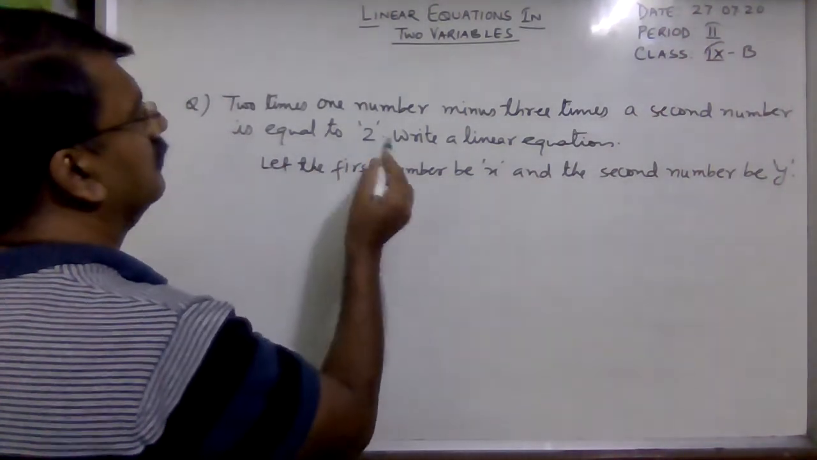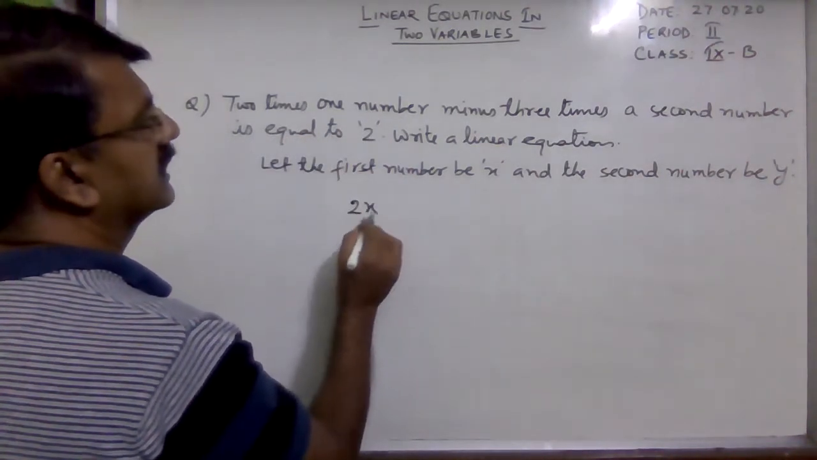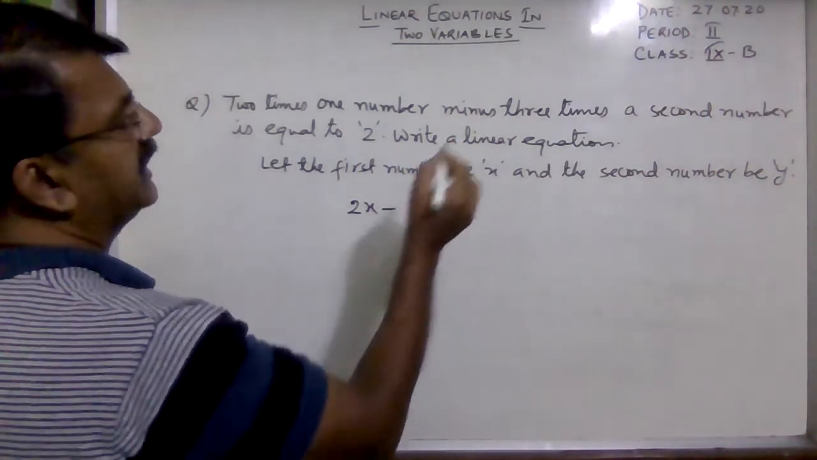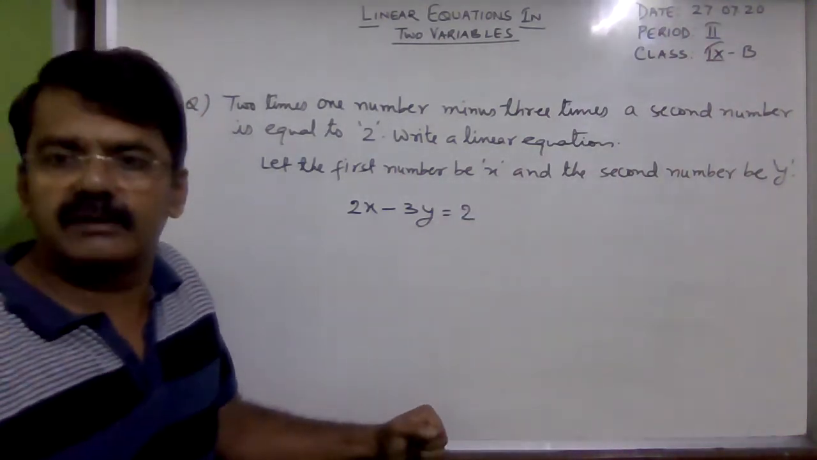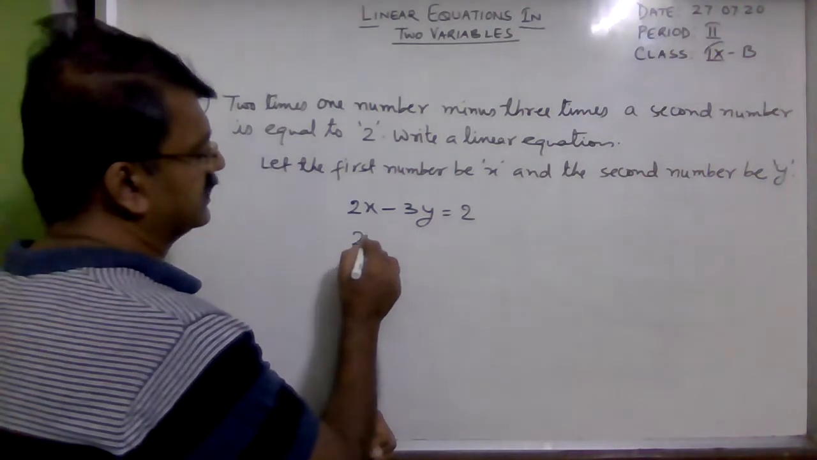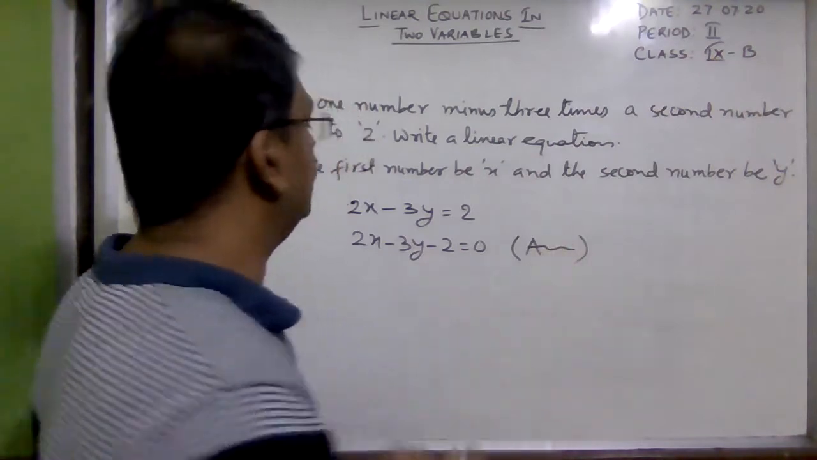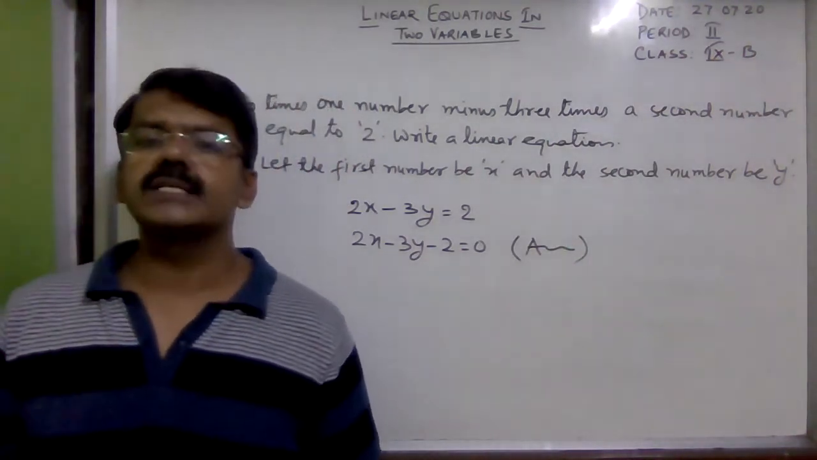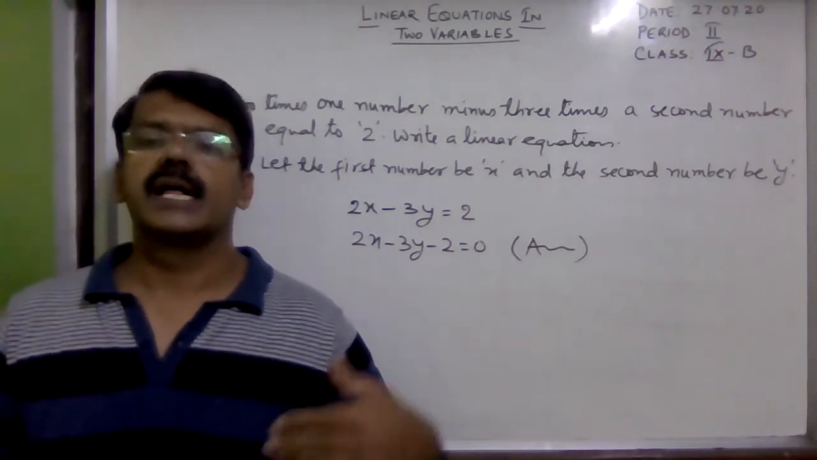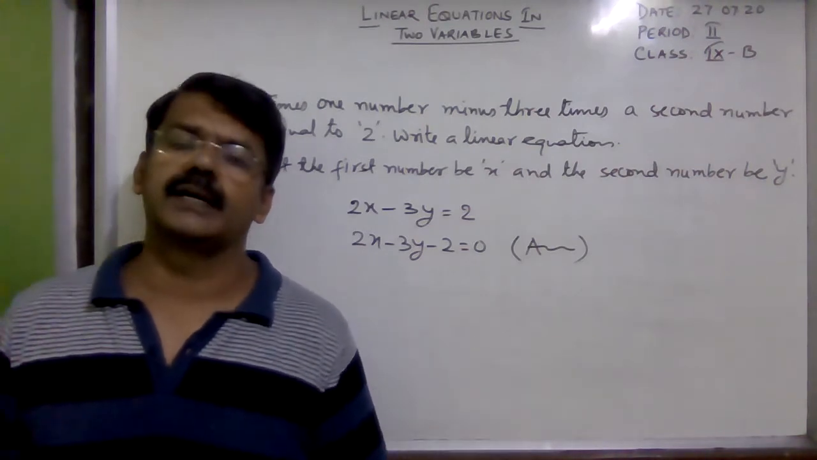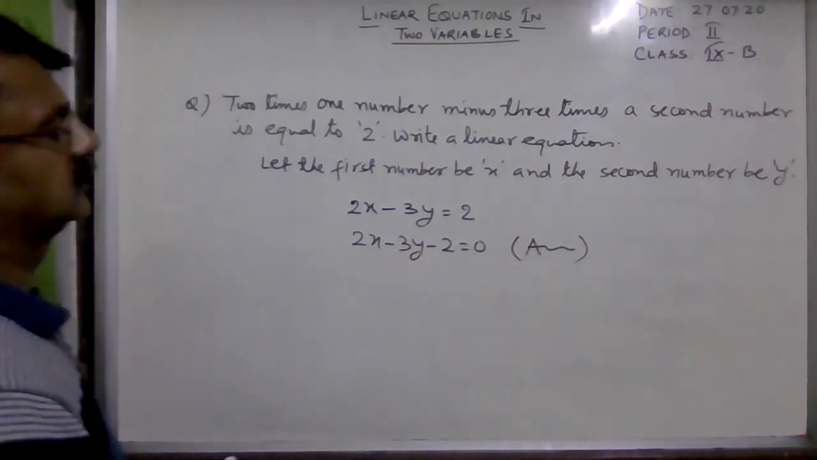Now 2 times one number means 2x minus 3 times the second number, so 3y is equal to 2. 2x minus 3y is equal to 2, or you can write it as 2x minus 3y minus 2 is equal to 0, and that is the required linear equation. Once the equation is formed, we can solve it. There are various methods of solving linear equations that I will discuss in a different period. So this is the answer.